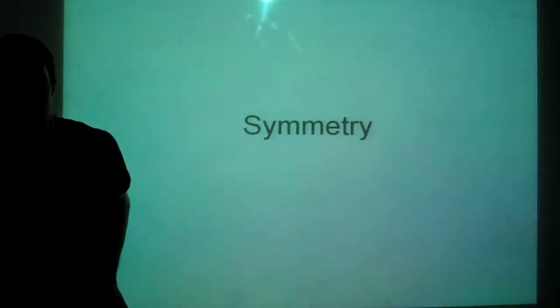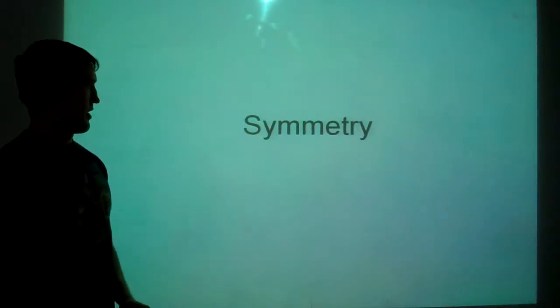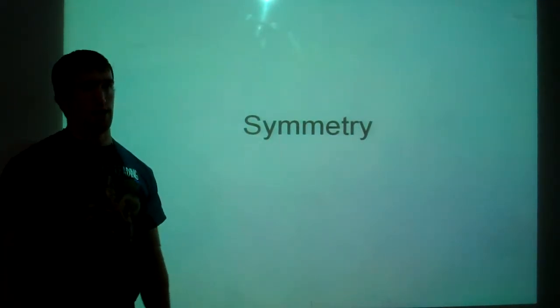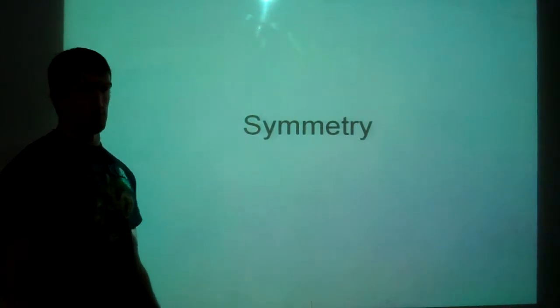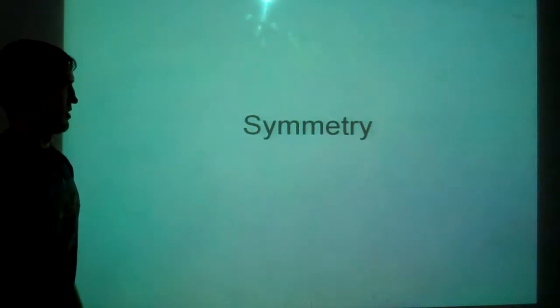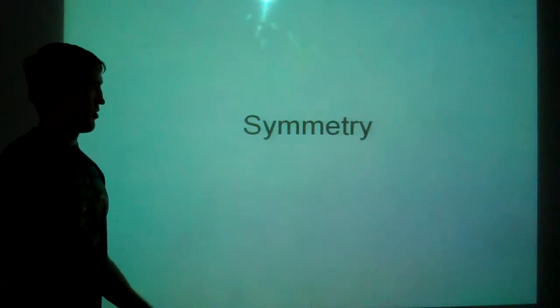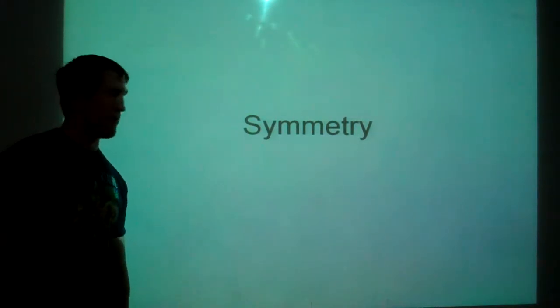Alright, this is lesson 58 for 7th grade, and today we're talking about symmetry. This won't take too long, because this is just an introduction, but it is a geometrical process, so we're talking geometry today.